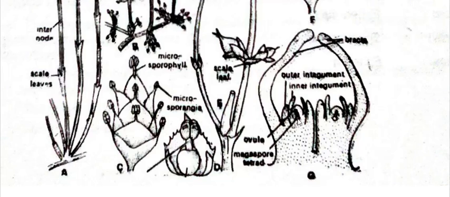Out of these two ovules which are produced in the axils of the two bracts, at maturity only one ovule survives and the other ovule is degenerated, and on maturity, when seed formation occurs, usually one seed is produced in the cone.